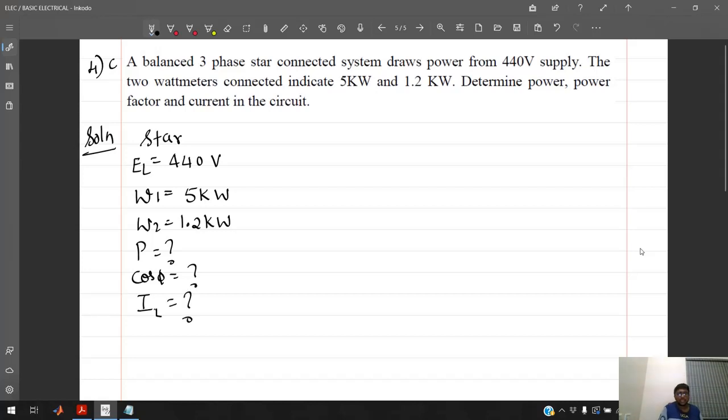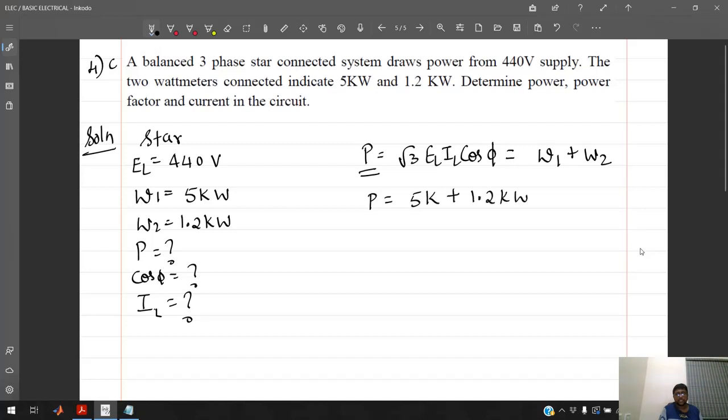You know that in the derivation we do, two wattmeters are sufficient to calculate three-phase power. You know that power is equal to root 3 EL IL cos phi, that is equal to W1 plus W2. Now W1 plus W2 will give you the overall power in a three-phase AC line. So power is equal to W1, 5 kilowatt, plus 1.2 kilowatt. So power is equal to 6.2 kilowatt. That is the power in a three-phase AC circuit.